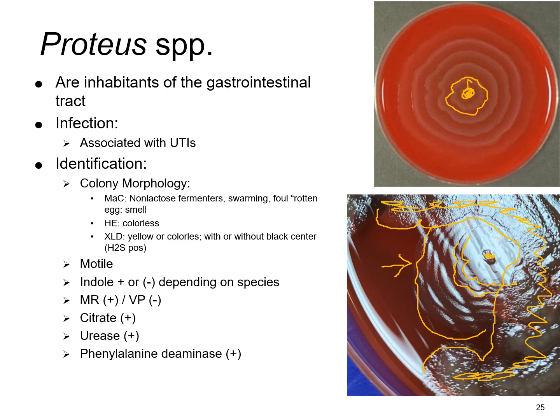These organisms can be indole positive or negative depending on the particular species, and sometimes that indole test is done to differentiate the different species of Proteus. It is MR positive, citrate positive, urease positive, and PAD positive.